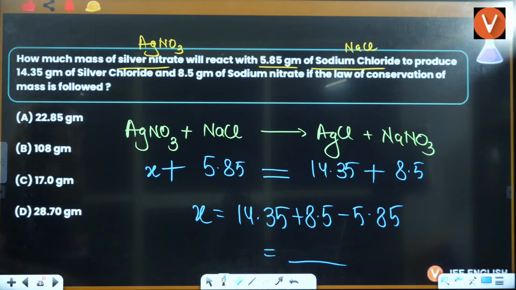Who will answer this in the chat box? What is the amount of AgNO3, everybody? Yes, students, who will answer this in the chat box?